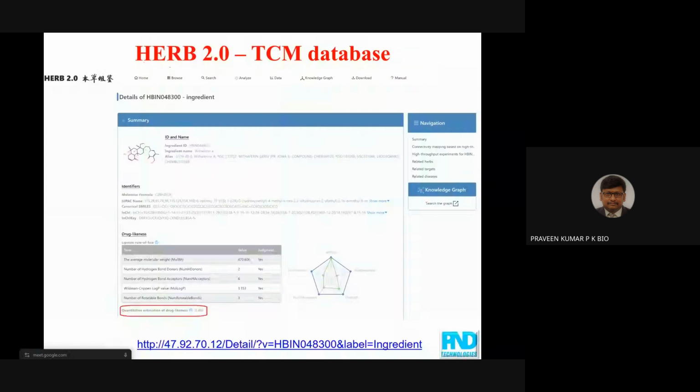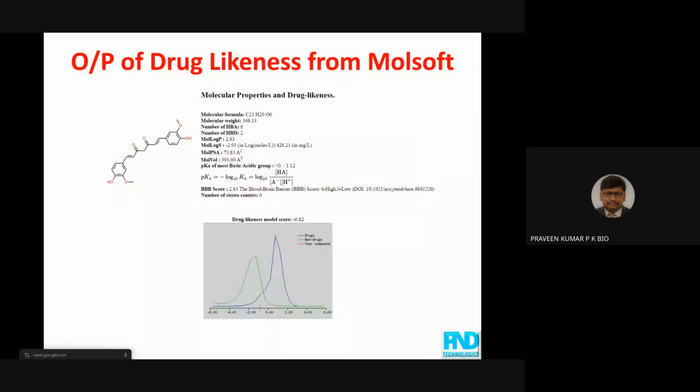The next database is Herb 2.0, a traditional Chinese medicine database. Here also we can find the properties of the compounds. Other than this, we can find the drug likeness score. Here the drug likeness score is mentioned as 0.485, on a scale of 0 to 1. We call it drug likeness, and we can term that compound a drug. So whatever we fed, withaferin, showing 0.485 is in an acceptable range.